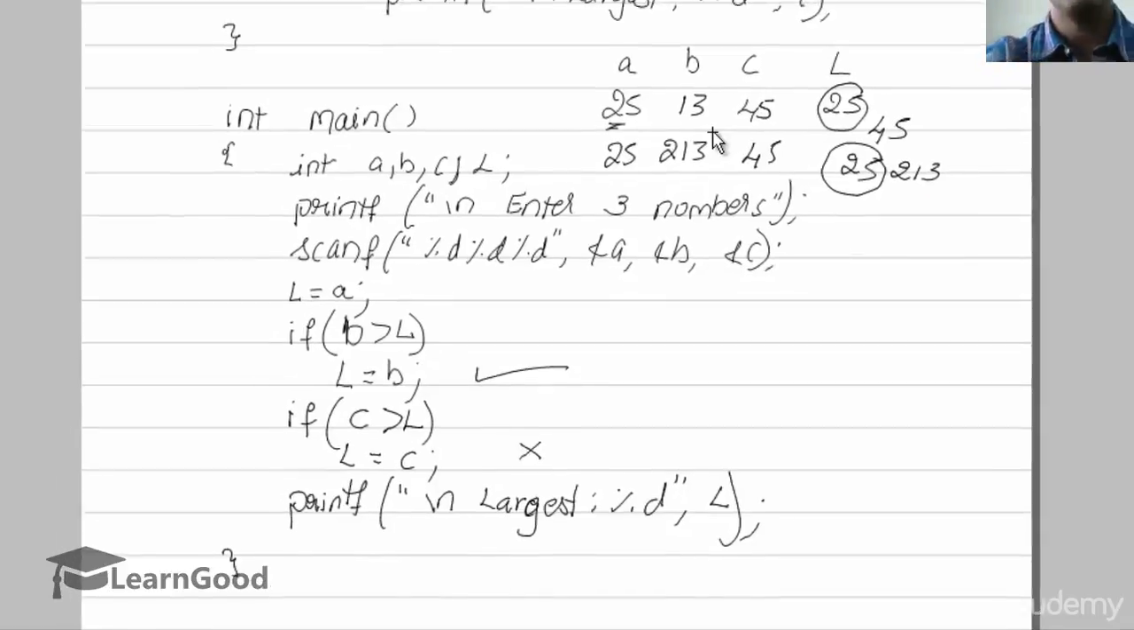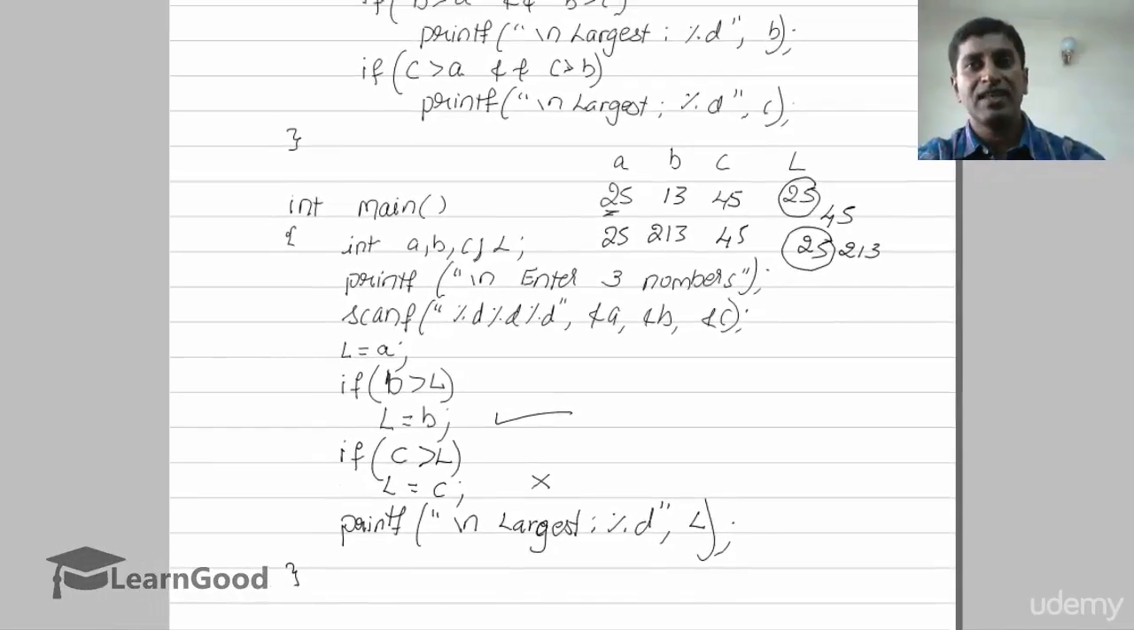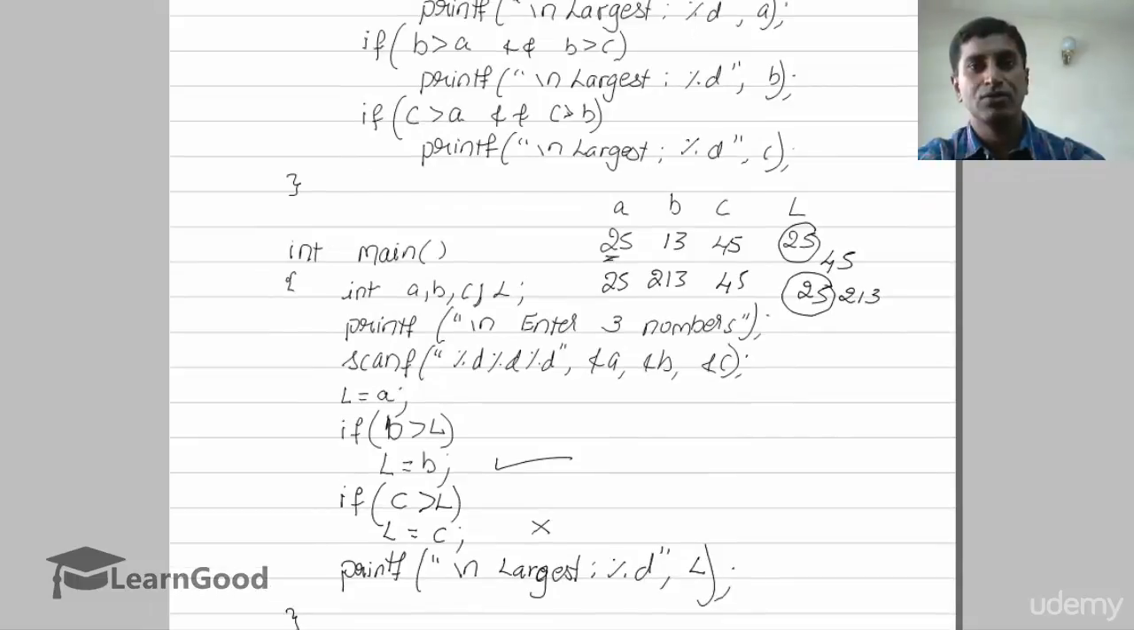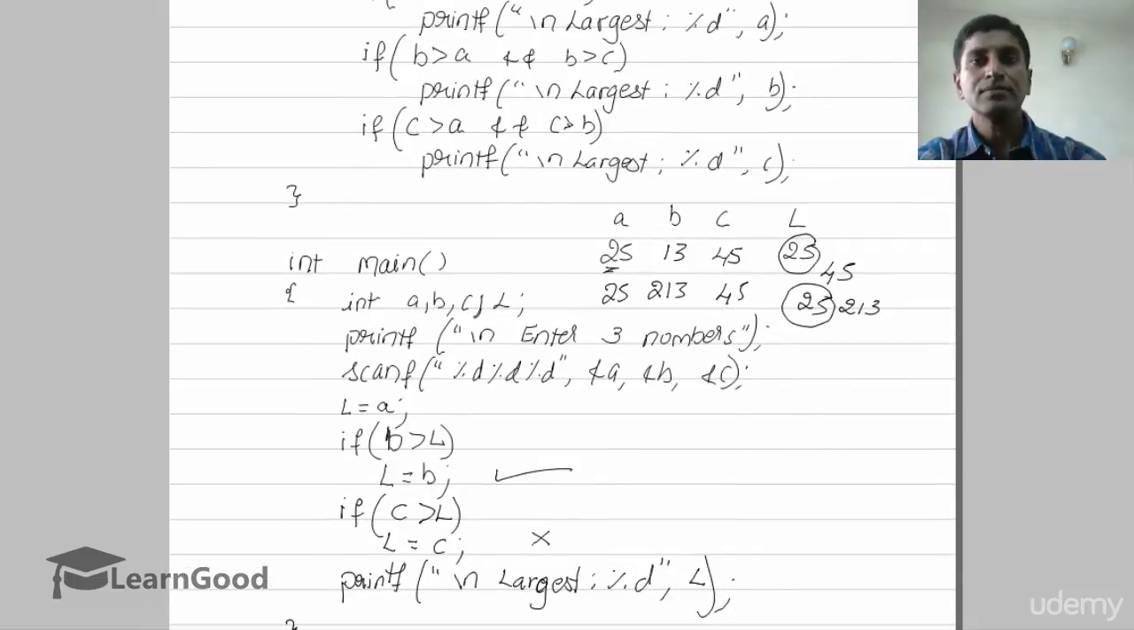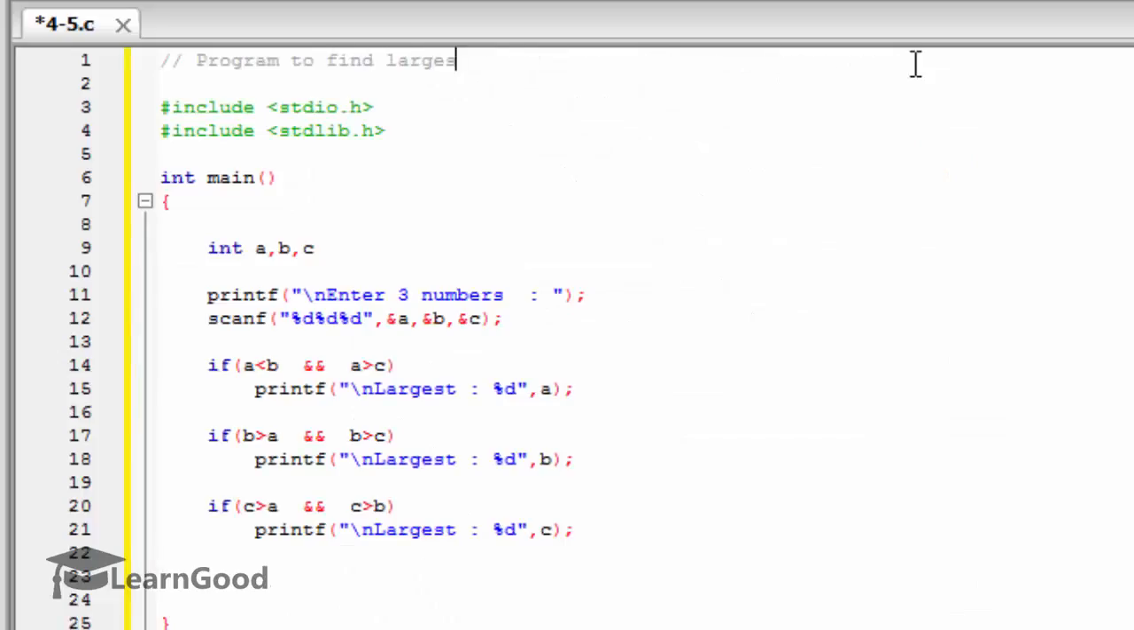So here we have written to find the largest of three numbers by using two logics. We'll see the output of this in a code block. Find largest of three numbers. So here I have accepted int a, b, c. Accept the values, enter three numbers, scanf %d, %d, %d, ampersand of a, ampersand of b and ampersand of c.